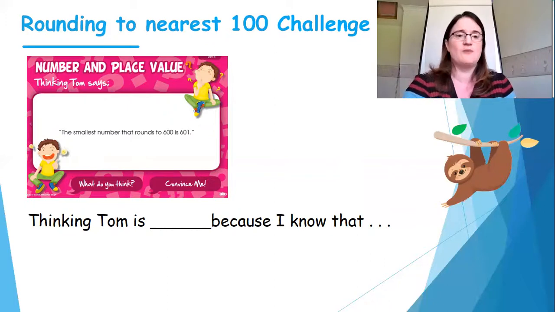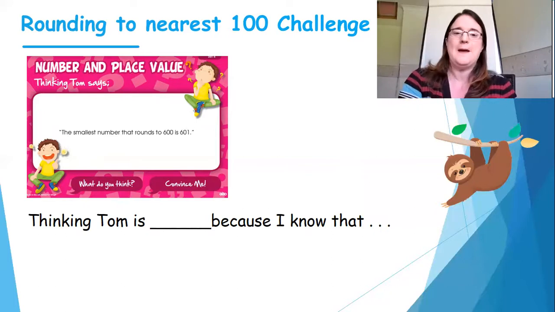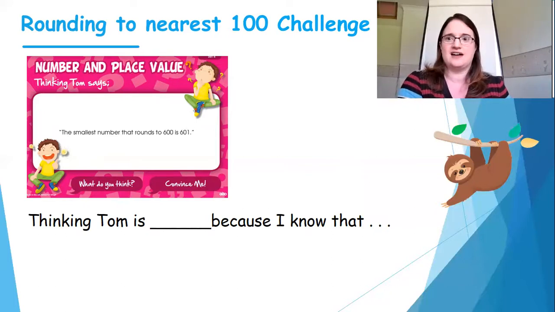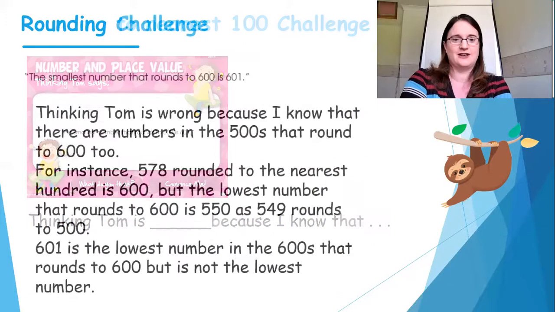Okay, so we're going to write Thinking Tom is wrong. We know he's wrong because we've done that bit together. Because I know that. Okay, and can you use that example of that number in the back of your book to help you explain why he's wrong? Press pause and have a go. Have you managed it? Did you manage to use your example? This is what I put. Let's have a look.